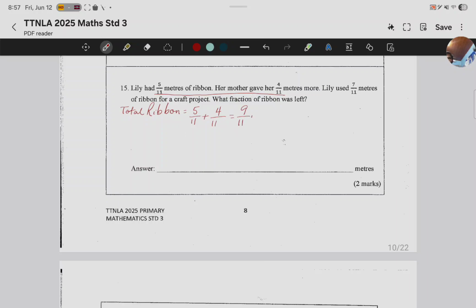From this 9/11 meter, she used 7/11. So to find out the fraction remained, so fraction left would be from the total that she had, which is 9/11, we take away the 7/11. 9 take away 7 is 2, so she ended up with 2/11 meter.